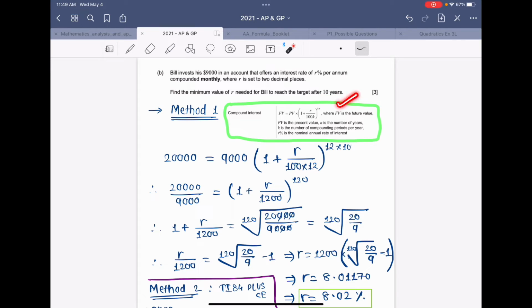Again, I am using the same formula. My future value, I want to make a target of 20,000. So FV is 20,000. Present value is 9,000. 1 plus r I don't know.